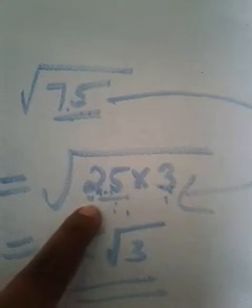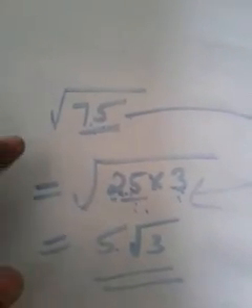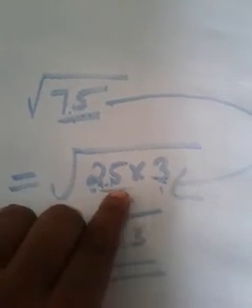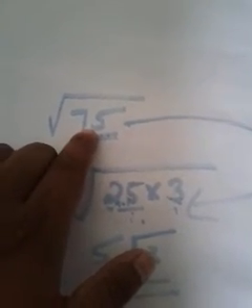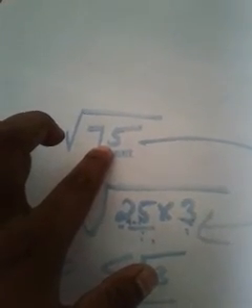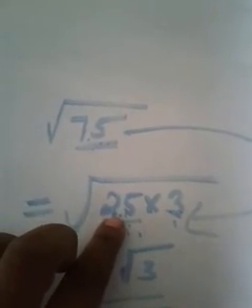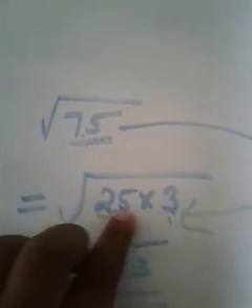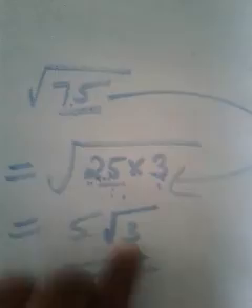What is the reason for writing this? I am explaining the same thing again and again, because you have to understand. That's why I have written 75 as 25 into 3, because 75 is not a perfect square, so if it is possible, I have to write 75 as a perfect square into something. So 25 is a perfect square, so I can write 75 as 25 into 3. Then apply square root separately. What is square root of 25? 5. What is square root of 3? Square root of 3 itself.